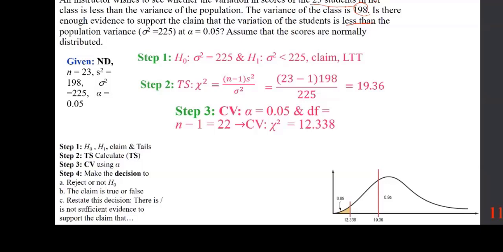You need a formula sheet, and you need to know what formula you're using. Are you using the Z, the T, the chi-squared formula, which one? Okay, and that's why it's important to read and understand and distinguish.